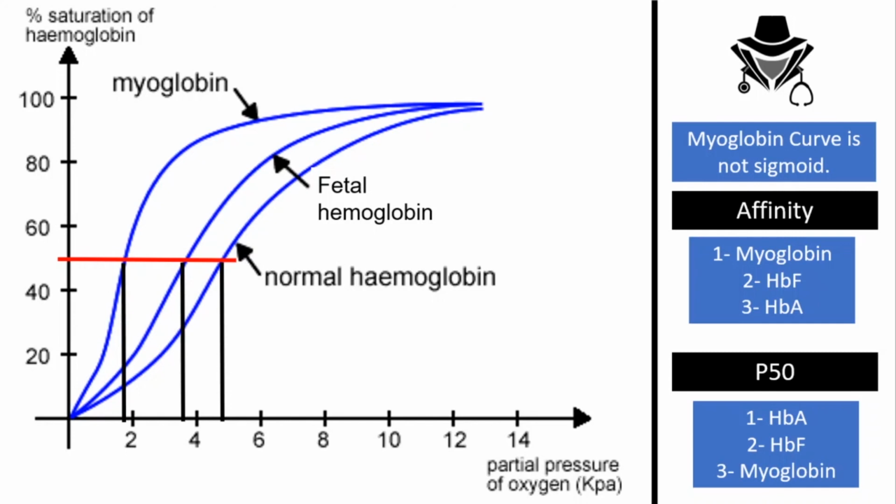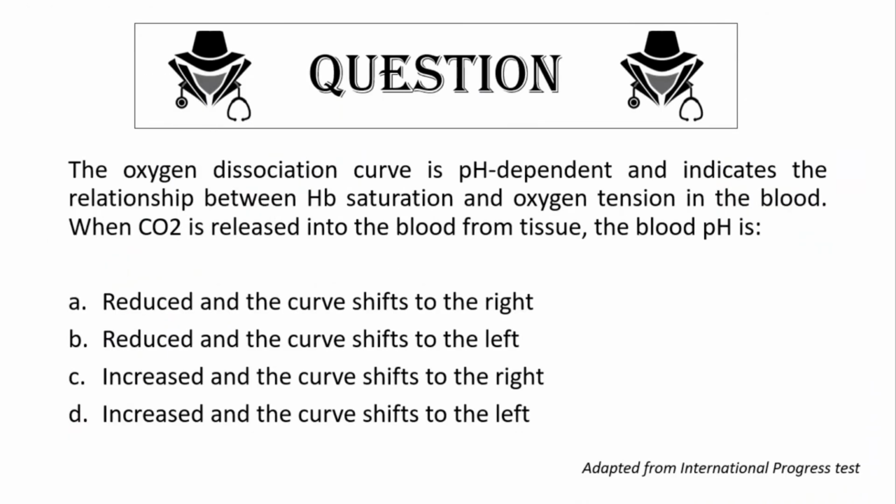Now we reach the end of our video. Let's finish up by explaining the question we have seen at the beginning. Again, the oxygen dissociation curve is pH dependent and indicates the relationship between hemoglobin saturation and oxygen tension in the blood. When CO2 is released into the blood from tissue, the blood pH is: A, reduced and the curve shifts to the right; B, reduced and the curve shifts to the left; C, increased and the curve shifts to the right; and D, increased and the curve shifts to the left.